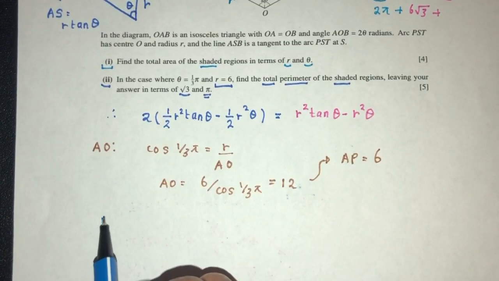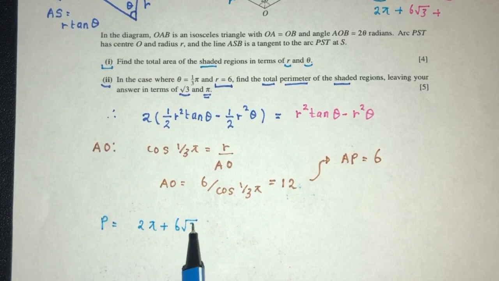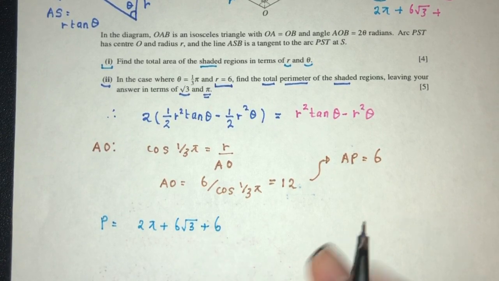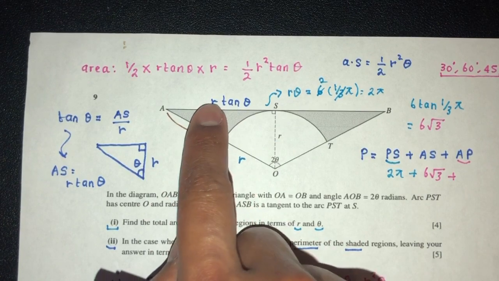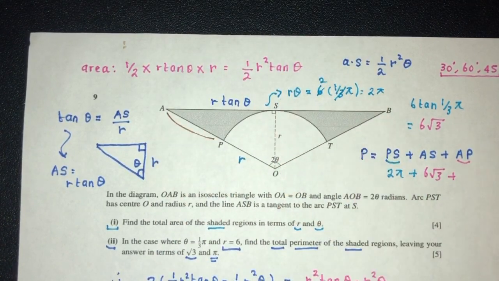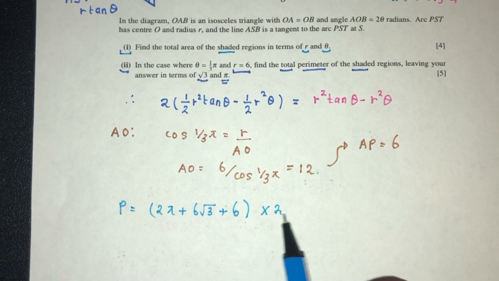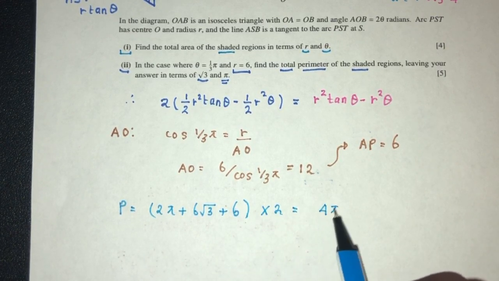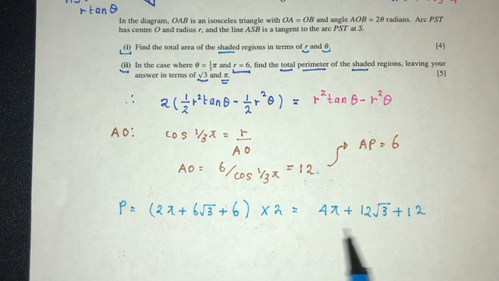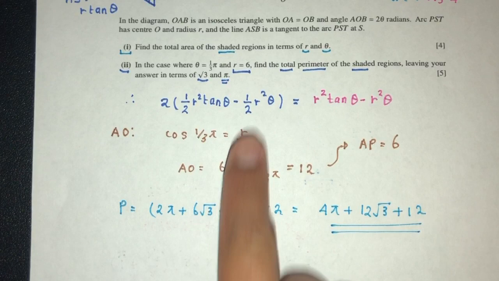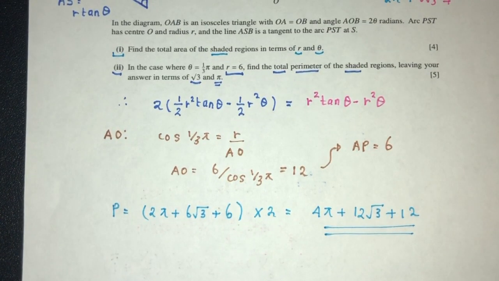So let me write this down here. The perimeter now is found to be 2 pi plus 6 √3 and plus 6. Now again, this is only for one side of the object, so we have to multiply by 2 to get this side as well. So everything multiplied by 2 gives your answer. That should be 4 pi plus 12 √3 and plus 12. That is the exact value in terms of pi and √3 for the perimeter of the region.